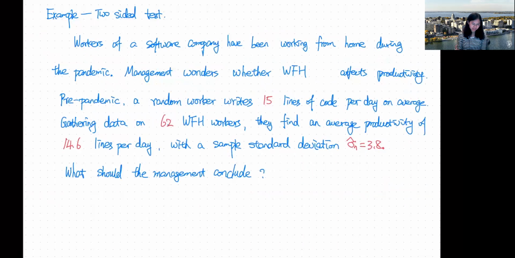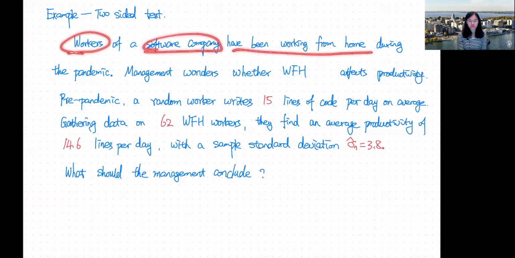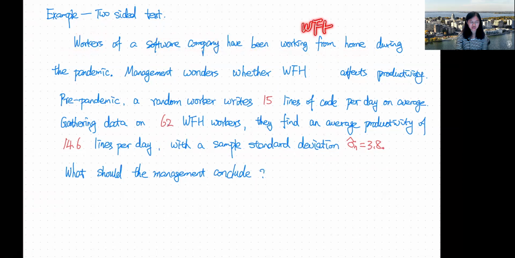So that's one example. Let's consider another example where we do a two-sided test, which is really not all that different. So suppose in this example, workers at a software company have been working from home, WFH, which is a trending term nowadays, during the pandemic, and the management of the company wants to know whether working from home affects productivity. It could decrease or could increase productivity. Does it make any difference? So the information they have is as follows.